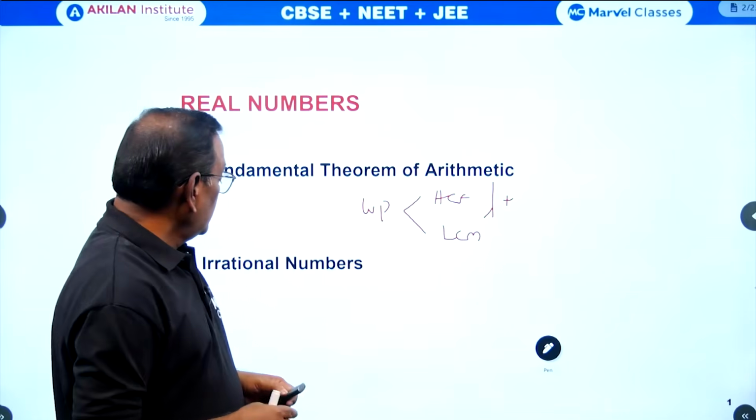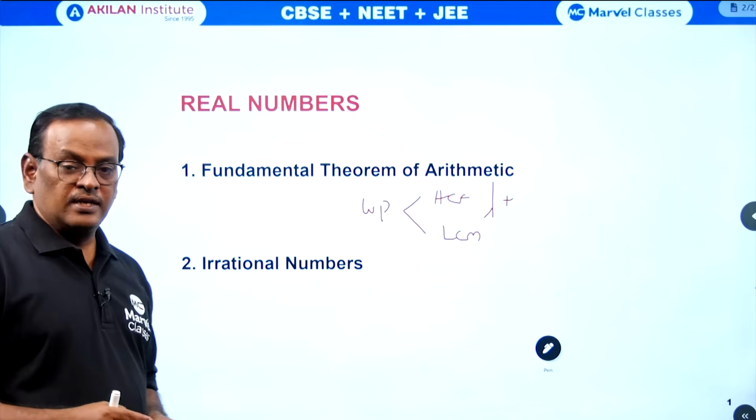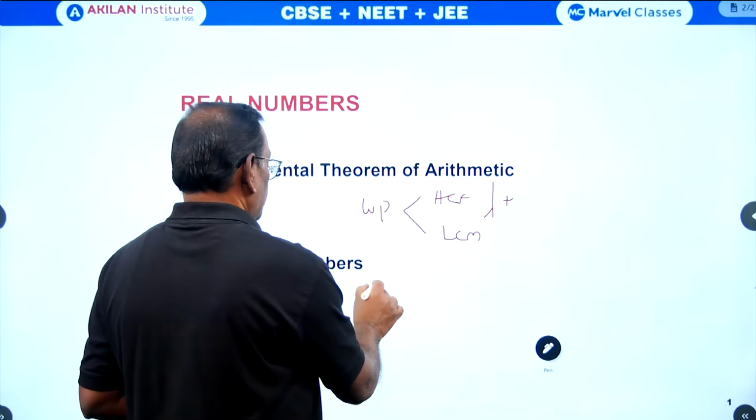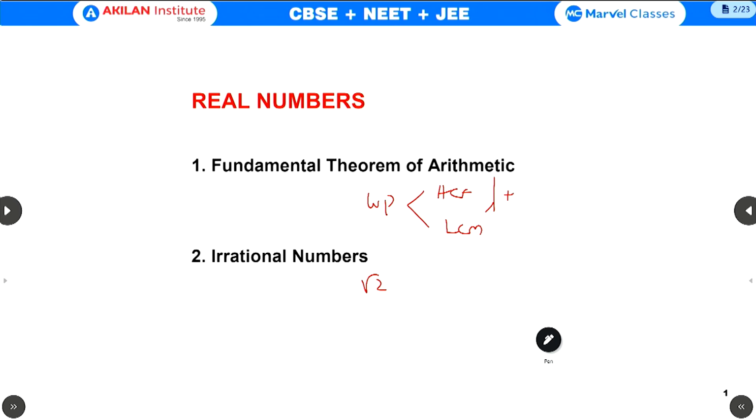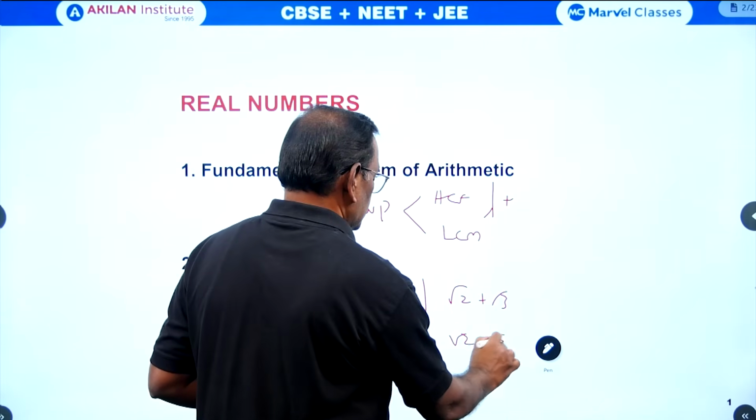Okay. And second exercise, irrational numbers. So here, prove that root 2 is irrational. This monomial like this. Prove that 3 plus root 2 is irrational. Prove that root 2 plus root 3 is irrational. Correct. And prove that 1 by root 3 is irrational.